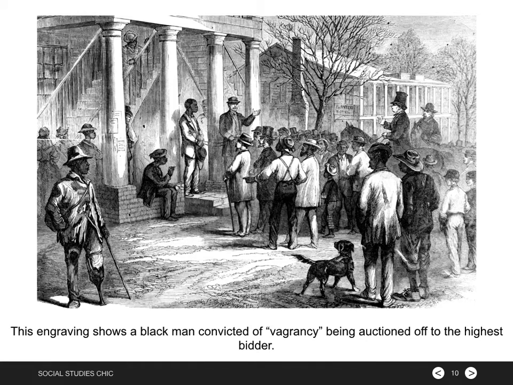This engraving shows a black man convicted of vagrancy, which was part of the black codes. He was being auctioned off to the highest bidder. So basically, if a black person was not working or they were considered to be loitering or hanging around, they would be convicted of vagrancy. That's what that means. And they were auctioned off or sold back into slavery. This was part of the black codes.